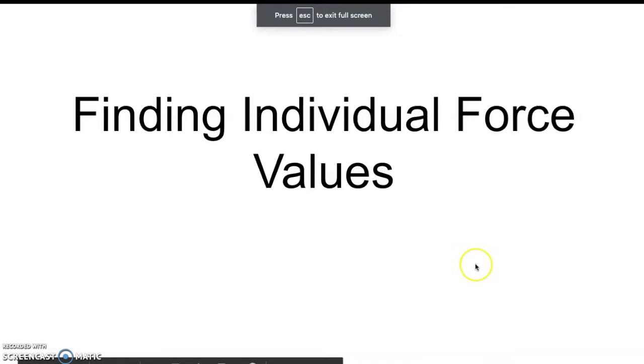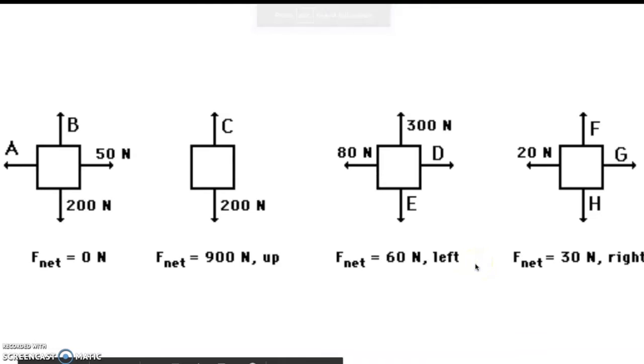Okay, find individual force values. So we did something like this earlier. If our net force is 0, that means if I have 200 going down, B would be 200 going up. Just like 50 going to the right, since my net force is 0, A would be 50 going to the left. It'd be all balanced, right?